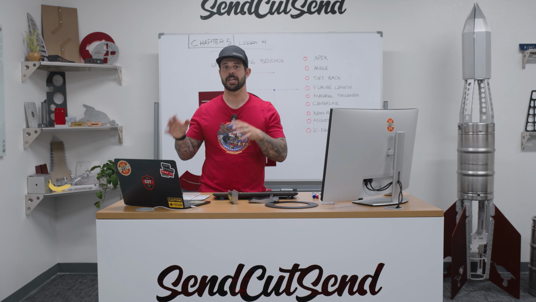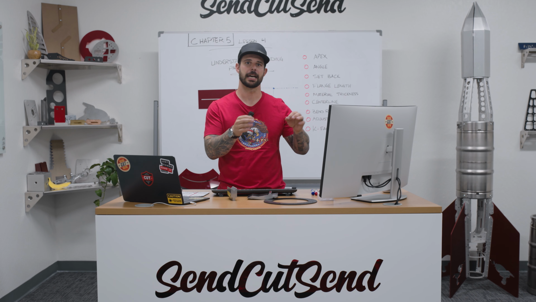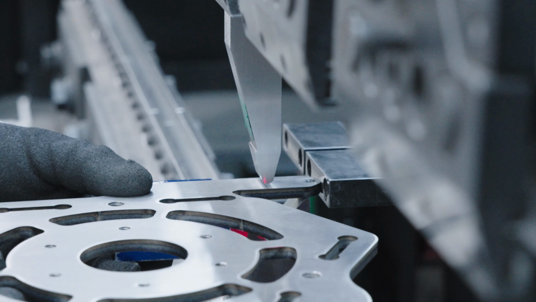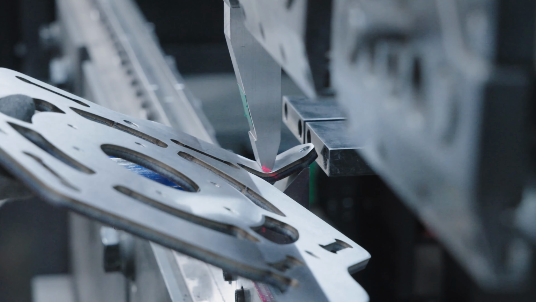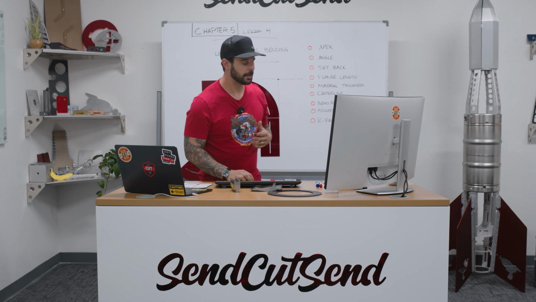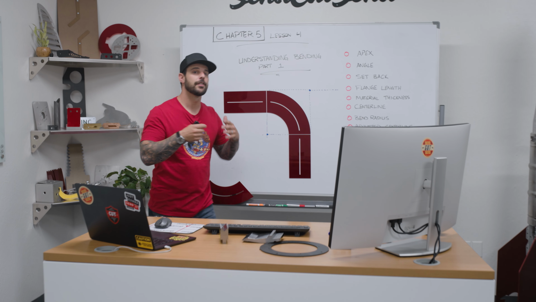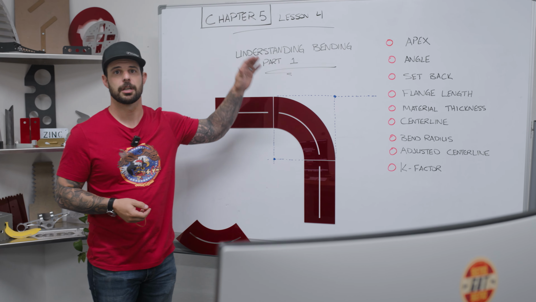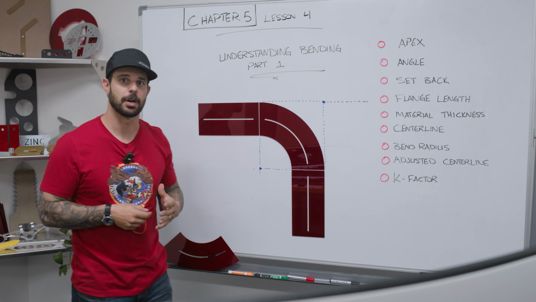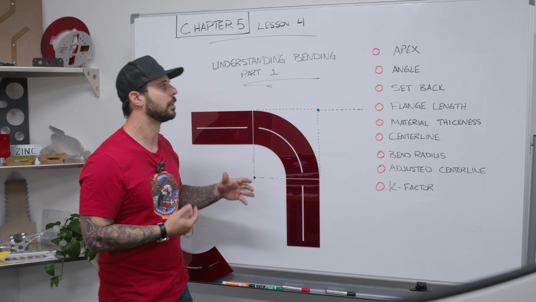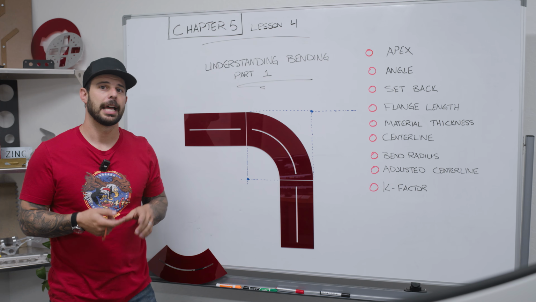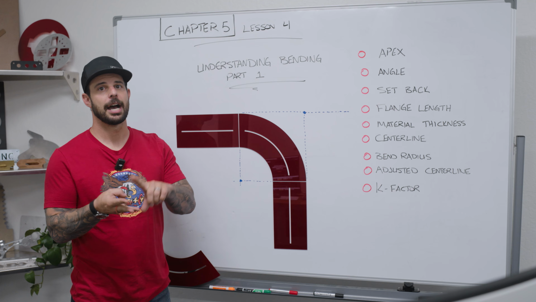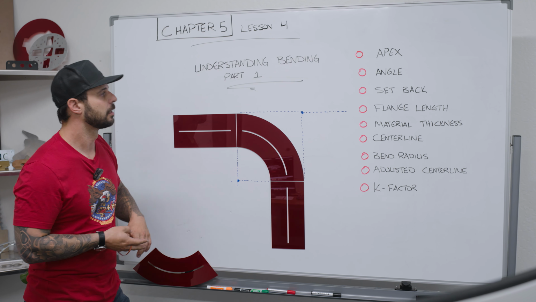Up until this point in the chapter, we've been focused on the cutting side of the process with SendCutSend for sheet metal. Now we're going to start talking about secondary operations, and the first one being bending. So coming over here to the board, the first thing we really need to understand is the key terminology that we're going to be using to describe that bending process and what's happening in the background. Fully understanding these is going to help you to understand what went wrong with your designs, how to fix them, or how to mitigate errors moving forward.